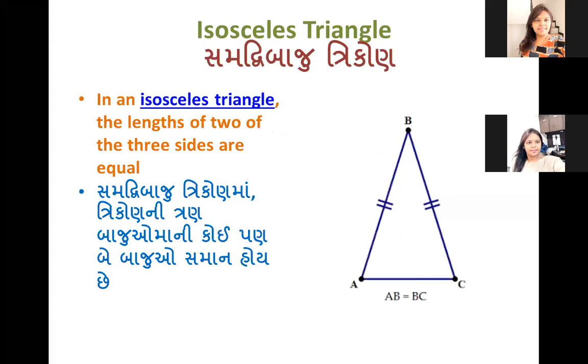After scalene, we discuss the isosceles triangle. Isosceles means a triangle which has any two sides equal. A triangle has three sides, and any two sides are equal. It's known as the isosceles triangle.